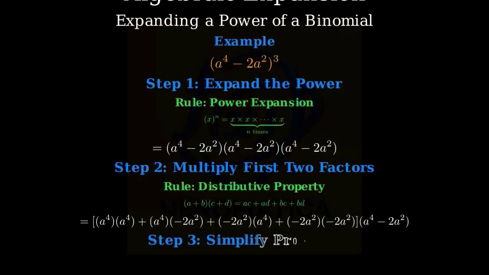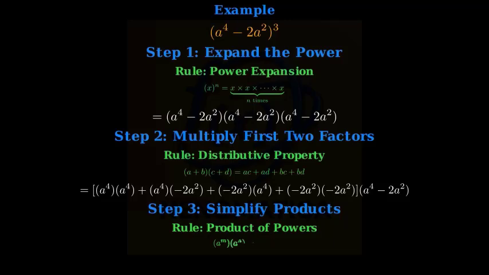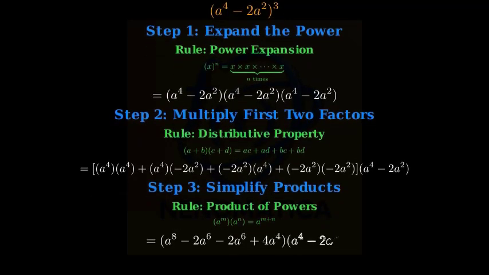Let's simplify the products in the first parentheses. When we multiply a to the fourth power by a to the fourth power, we get a to the eighth. When we multiply a to the fourth by negative 2a squared, we get negative 2a to the sixth. When we multiply negative 2a squared by a to the fourth, we again get negative 2a to the sixth. And finally, when we multiply negative 2a squared by negative 2a squared, we get positive 4a to the fourth.